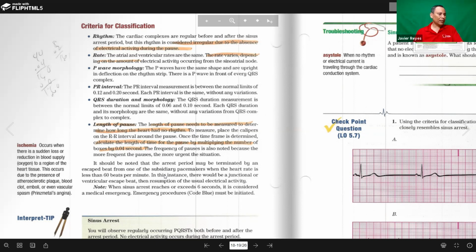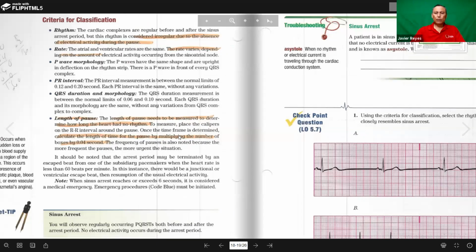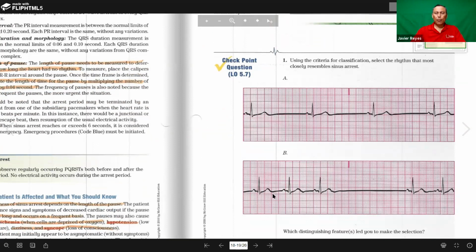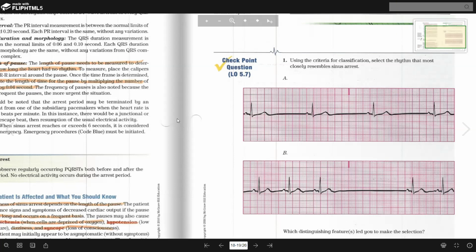We live on oxygen. So again, the criteria here, the only thing is that there is no electrical activity during the pause. There's nothing. The rate is going to vary because of the pause, depending how long is the pause. So as you see here on this one, right? I don't even have to ask you, you can tell, right? Which one of these is sinus arrest? A or B? B. Right? You see that big pause right there.